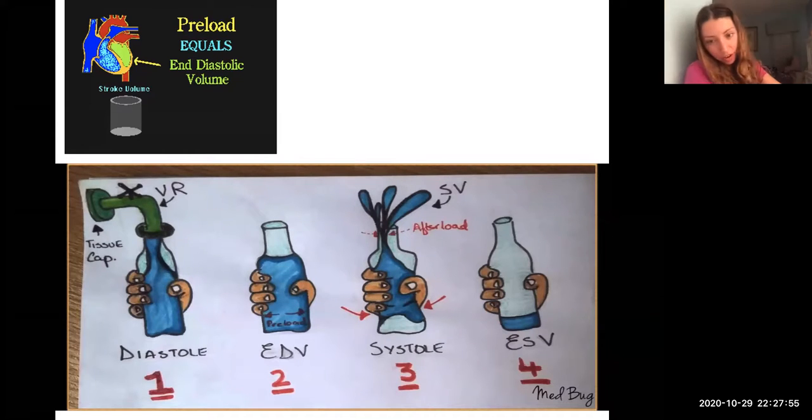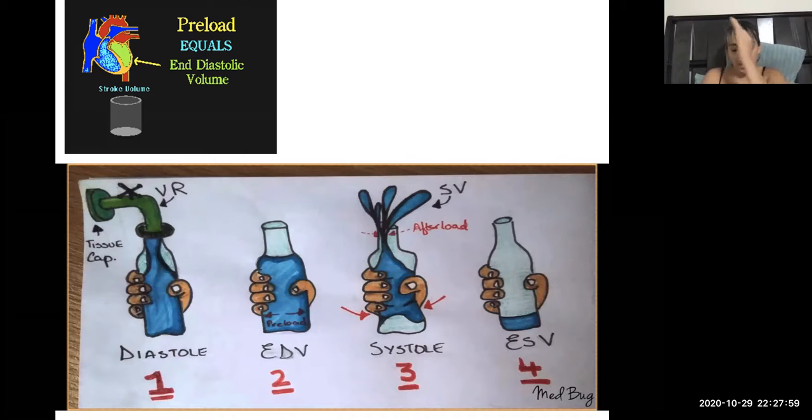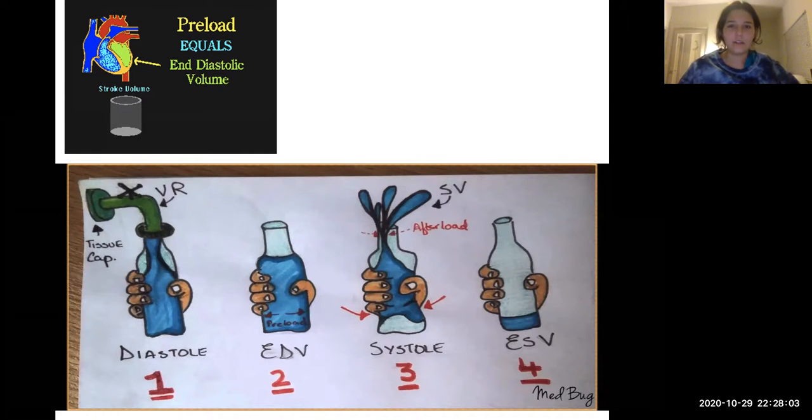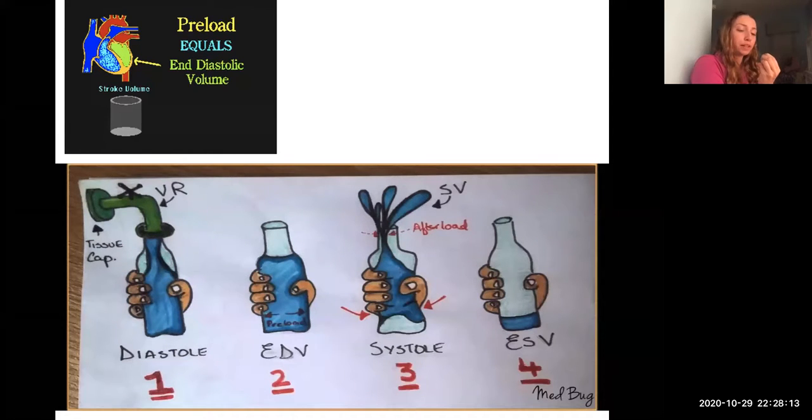Perfect. Okay. Thank you. I thought I was wrong. You're right. It's just the pressure that you need to eject the blood. So afterload is going to be the load or the pressure, and then preload is just going to be the initial stretching of the cardiac myocytes. Okay. You guys said it perfectly.